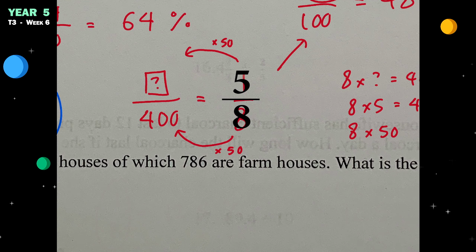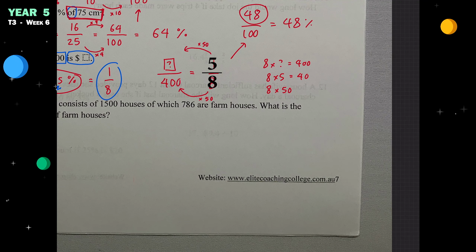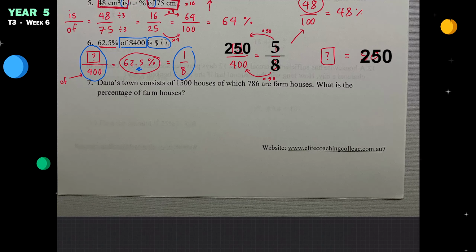Times both. So therefore, 1 times 50, and the answer is obviously 50. So therefore, that question mark must represent 50. Okay, so that question mark there must equal 50, and there's your answer. So that's how you do it.